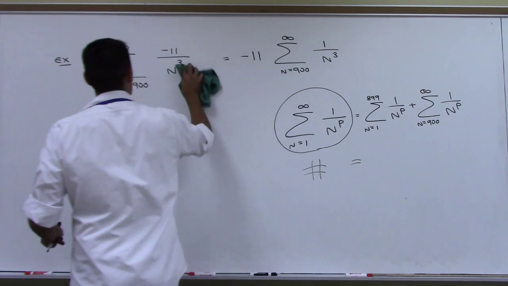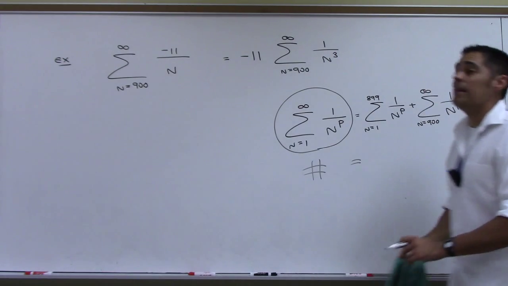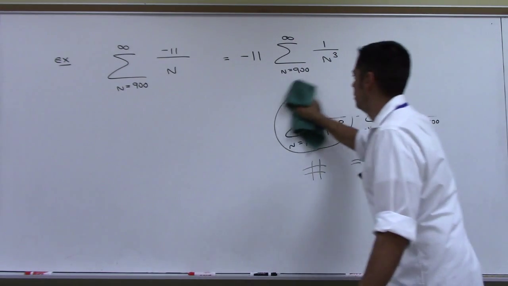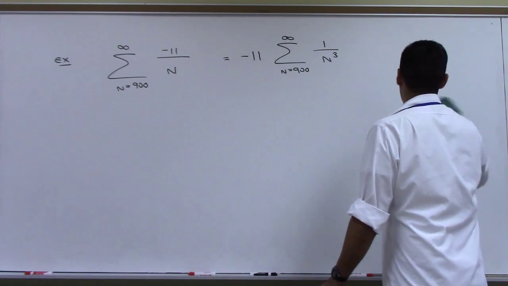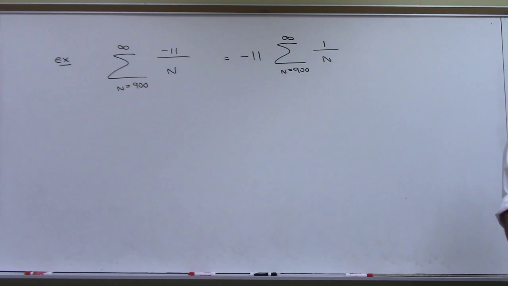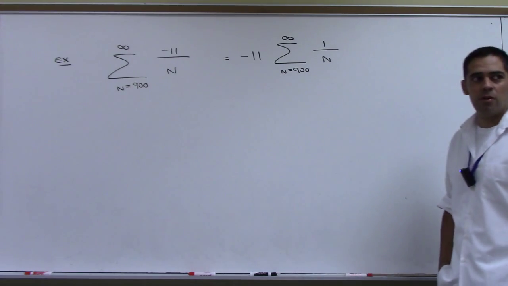So let me change the problem. Let me make it this: negative 11 over n. Does that change your answer? Or are you still going to say diverge? Still diverge? This is a more profound question. Converge?